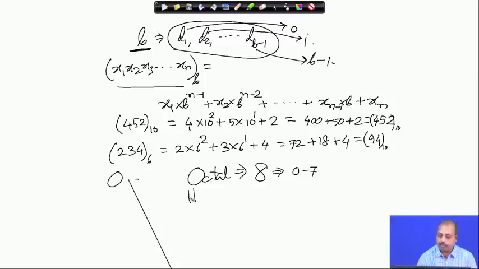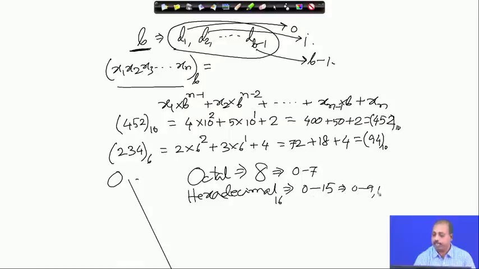Then we have the hexadecimal number system, where the base value is 16 and the digits can be 0 to 15. Now, it is difficult to represent 15, so what is done is we introduce some new symbols. 0 to 9 is there, and after that A stands for 10, B for 11, C for 12, like that D, E and F. These are the digits that we have in the hexadecimal number system.